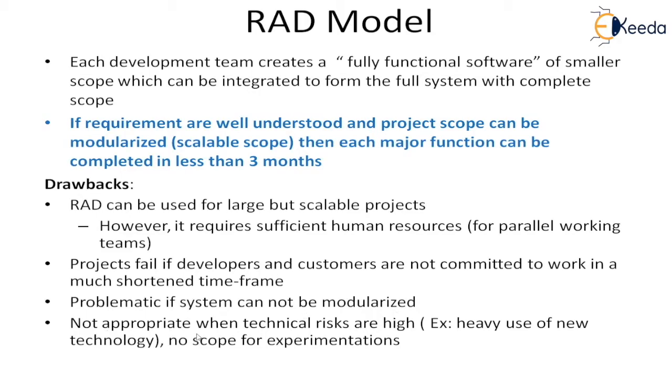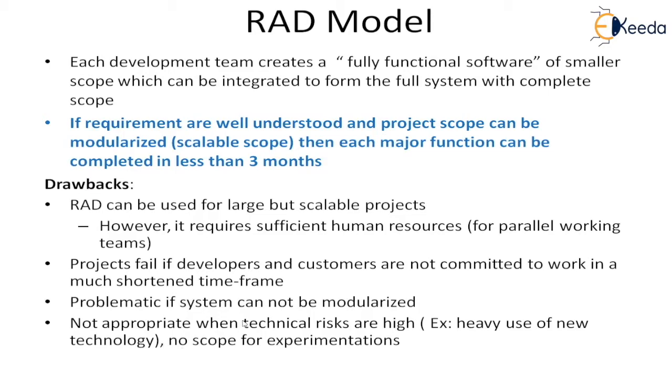It is not appropriate when technical risks are high. Suppose we have a project where there are a lot of technical risks. Whenever we say risk, that means we are not aware of what will happen. There is some uncertainty. So let's say we are using a new technology. We are not aware what kind of problems it will pose, or what productivity rate we will get. So there is always a risk, and that is why we call it technical risk.